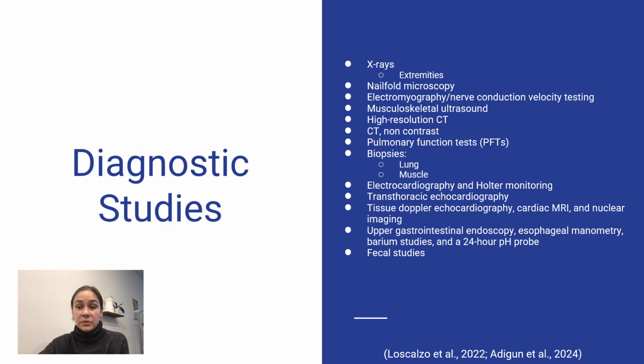Diagnostic studies include x-rays of the extremities, nail fold microscopy, electromyography or nerve conduction velocity testing, musculoskeletal ultrasound, high-resolution CT, CT non-contrast of the chest, pulmonary function tests, biopsies of the lung and muscle, electrocardiography and Holter monitoring for arrhythmias, transthoracic echocardiography, tissue Doppler echocardiography, cardiac MRI, and nuclear imaging, upper gastrointestinal endoscopy, esophageal manometry, barium studies, and a 24-hour pH probe, and finally fecal studies.